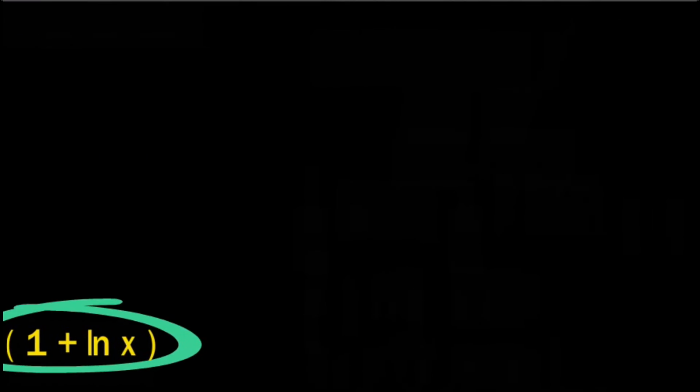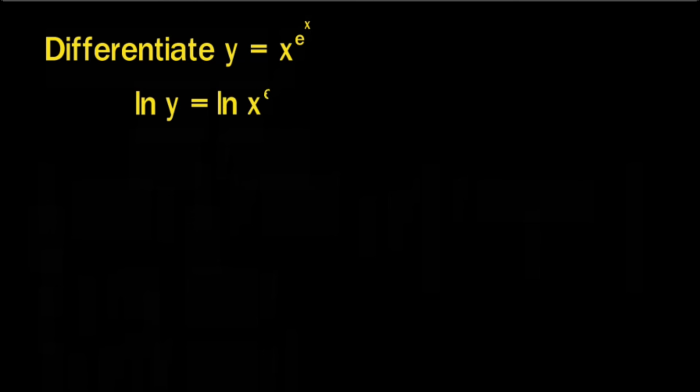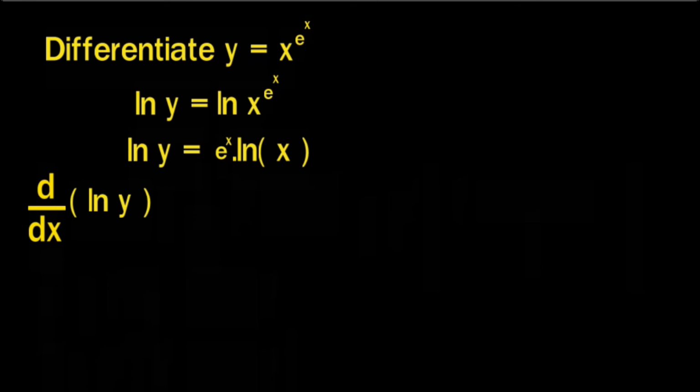So let's try another example. Let's say we want to differentiate y equals x to the power of e to the power of x. We always do the same: we take ln on both sides. So the first thing we do is move the e to the x to the front, so ln y equals e^x ln x. Then we do the same thing, we differentiate both sides with respect to x.